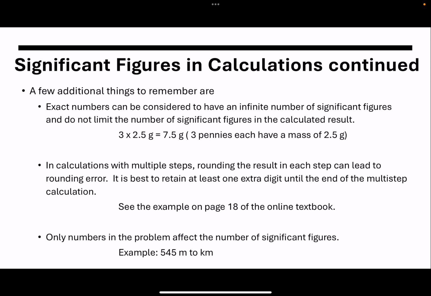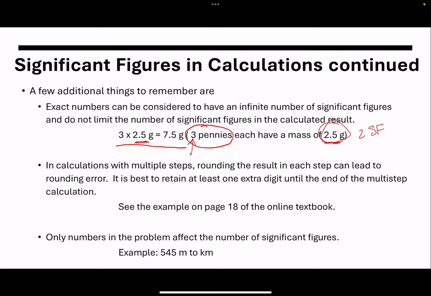A few additional things to remember are exact numbers can be considered to have an infinite number of sig figs, so they don't limit us. So, for instance, if we're working a problem where three pennies each have a mass of 2.5, well, 2 sig figs is what our answer would be in because this number 3 is an exact number. You don't have 3.1 pennies. You don't have 2.9 pennies. We know that a penny is an exact thing. It's counting, so we have an exact number. So for this one, you would be able to use 2 sig figs because that's what was used.